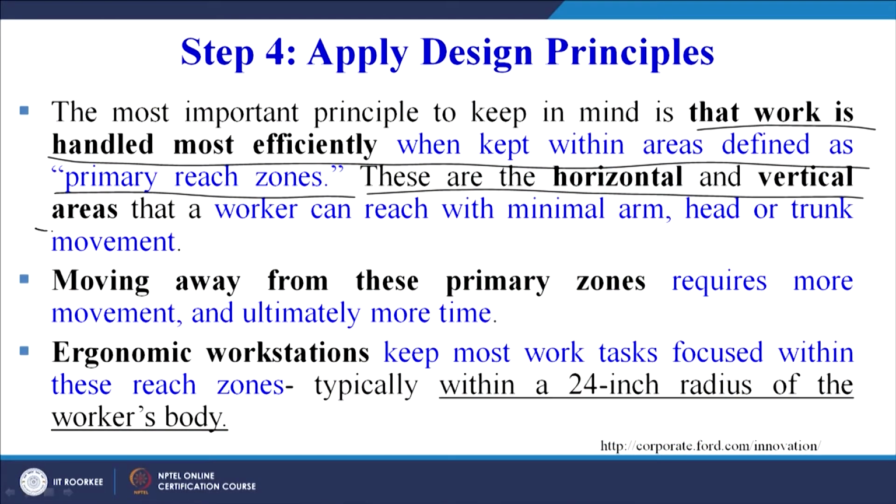So here, the primary reach zones, what are these zones? These are the horizontal and vertical areas that a worker can reach with minimal arm, head or trunk movement. So maybe if I am standing here, the primary reach zone can be, I can easily lift this pen, I can easily lift this pointer. So this is the primary work area for me.